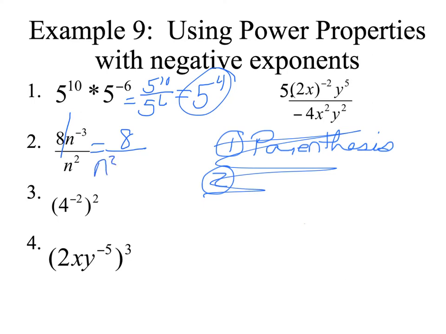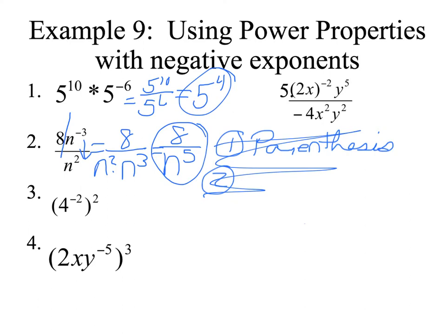The n squared stays where it is, and the n to the 3rd drops down to join it, and it becomes positive. On the bottom now, I have my multiplication, so I'm going to add the exponents. The 8 stays where it is, and 2 plus 3 gives me n to the 5th. So 8 over n to the 5th.